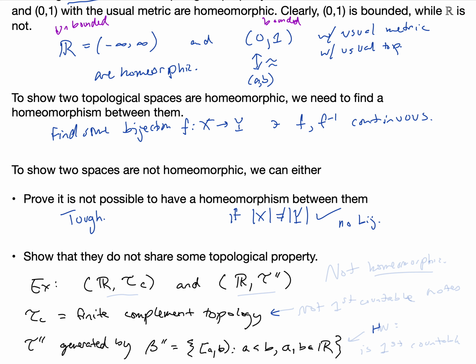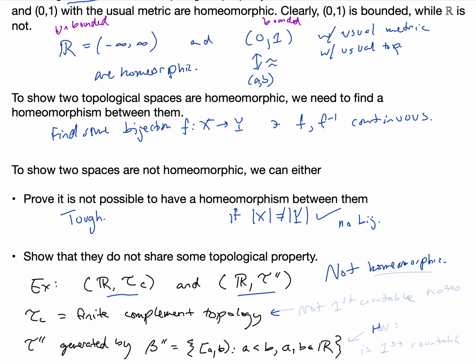Another option is to show that they don't share some topological property. So if two topological spaces don't share a topological property, that means they cannot be homeomorphic to one another. As an example, if we think about the real numbers with the finite complement topology and the real numbers with the half open interval topology, that's the one generated by half open intervals, then these cannot be homeomorphic. These are not homeomorphic. And how do we know?